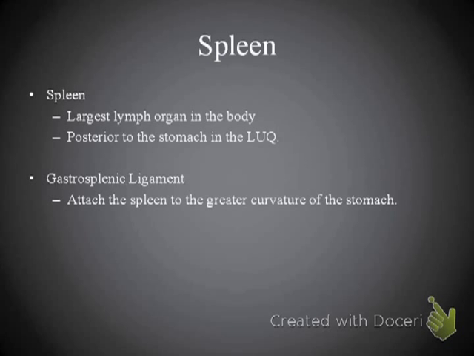The spleen is the largest lymph organ in the body, posterior to the stomach in the left upper quadrant. And so we do have the gastrosplenic ligament, which attaches the spleen to the greater curvature of the stomach. So that's something to keep in mind: the gastrosplenic ligament, as the name implies, gastro meaning stomach, splenic meaning spleen, joins both the stomach and the spleen together so that both of them serve as an anchoring point for each other.